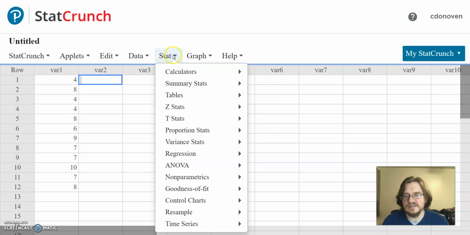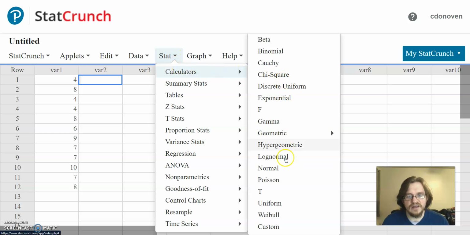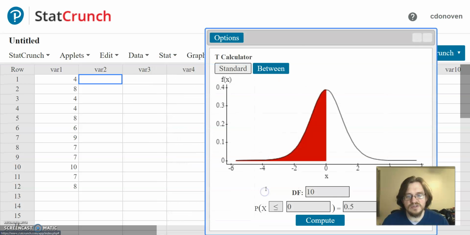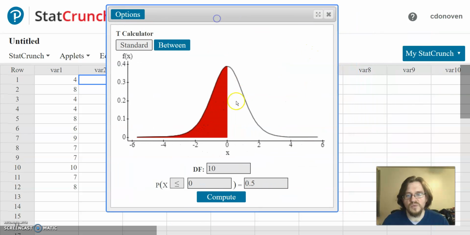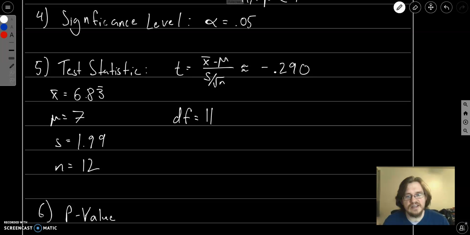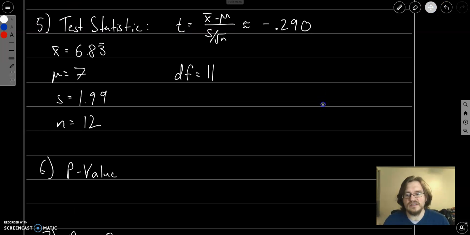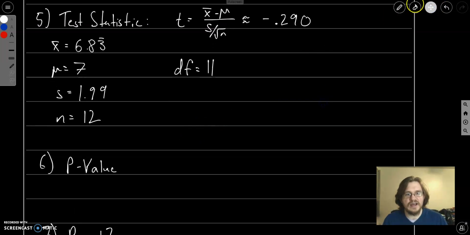So for our t statistic and the degrees of freedom, let's go to StatCrunch, and if you open the statistics, go to calculators, down to the t distribution, so here's our t calculator.